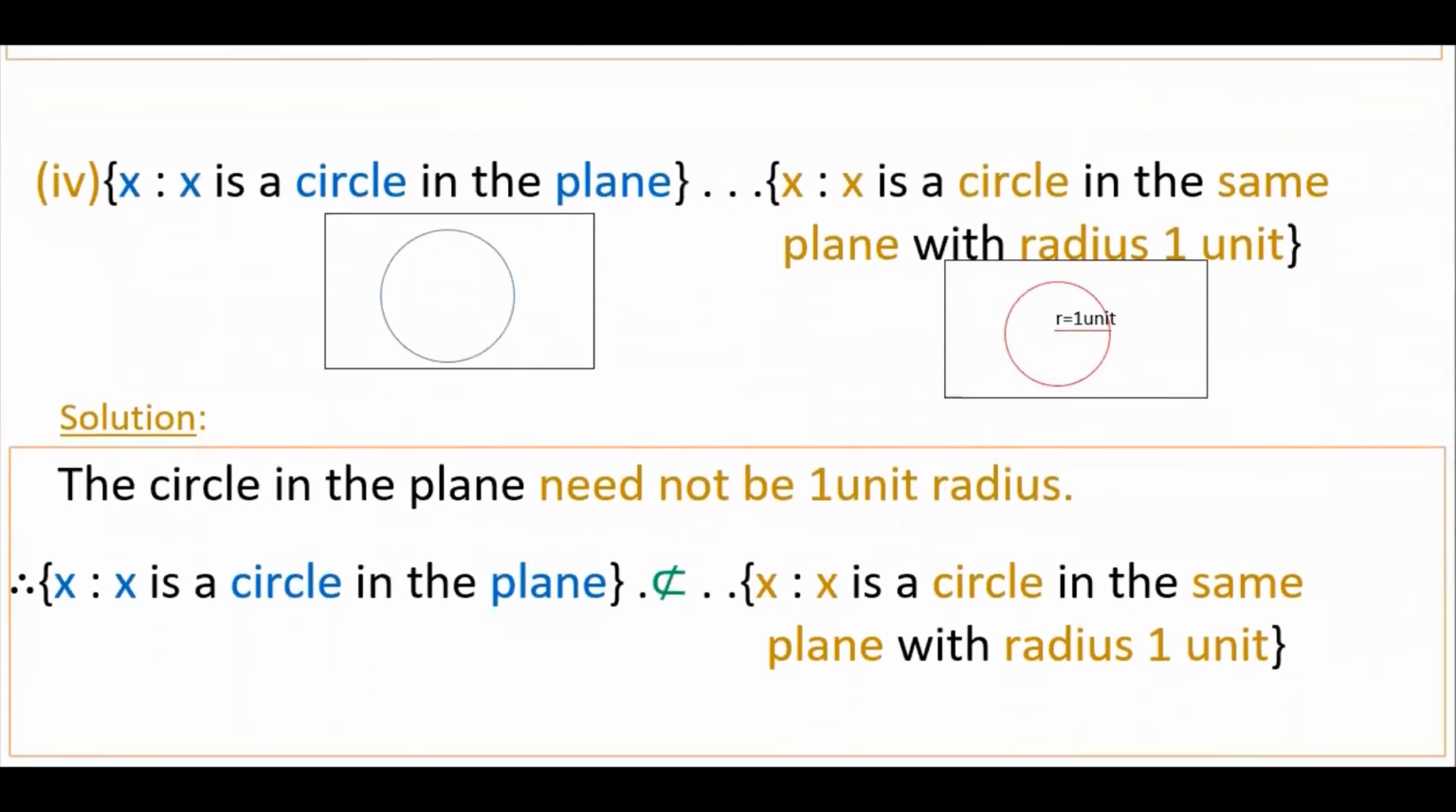Next one is X such that X is a circle in the plane, and in the second set, X is a circle in the same plane with radius 1 unit. So here given radius 1 unit, but here it is in this plane, the circle need not have a radius of 1 unit because they can be any radius. So here it is not a subset of.